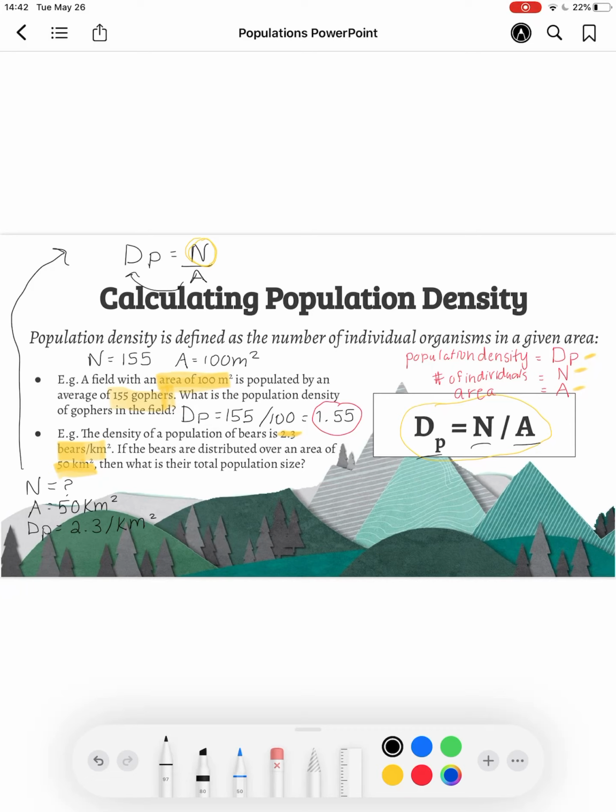And to move it over there, I can't just move it over. I've got to do the opposite of what it is on this side. And on this side is N divided by A, right? Because that's a division. So to get it to the other side, what we need to do to both sides is do the opposite. And the opposite of division is always multiplication. So we're going to multiply both sides by A.